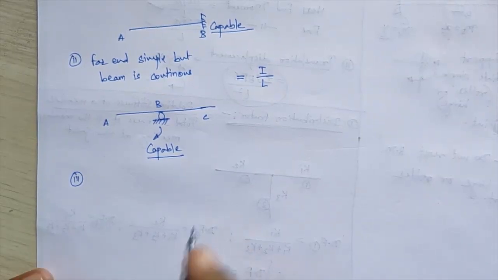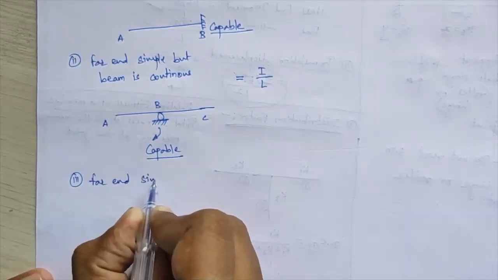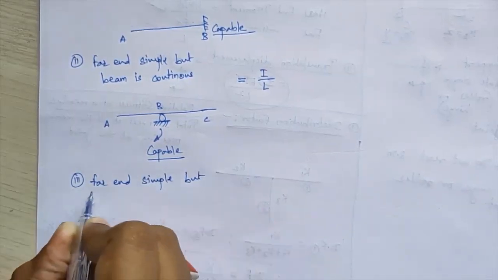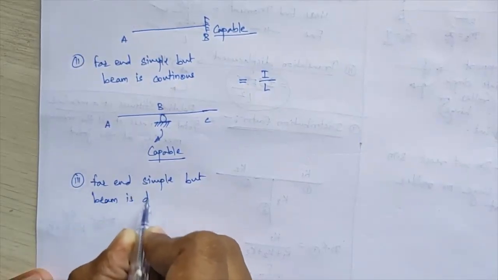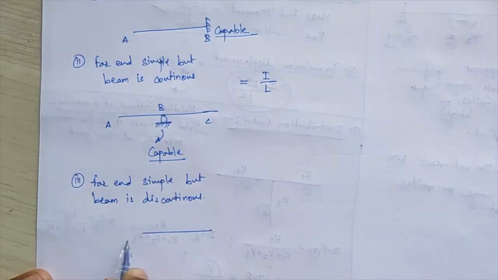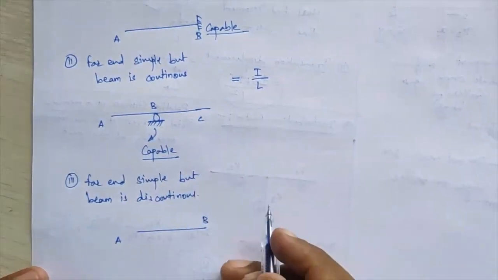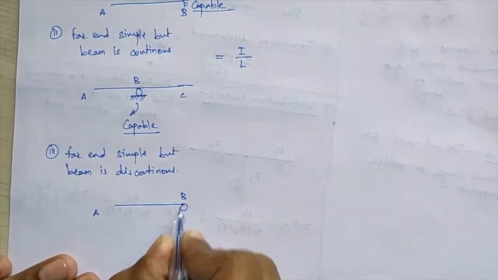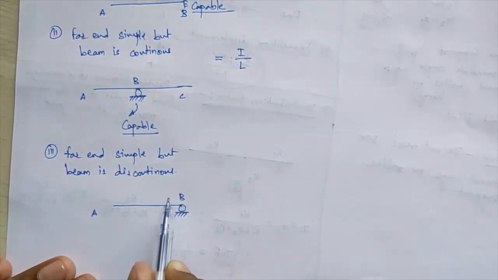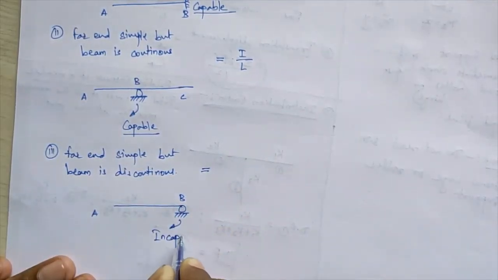Okay, now the third case. In case of an incapable support, what happens? For the third case, suppose your far end is again simple, but the beam is discontinuous. That means joints A and B are the same as I am considering, but the beam is discontinuous, so joint C will not occur over here. B is again simple, that means I'll consider a roller or hinge support over there, and for distributing moment from A to B, B is your far support. So in that case this type of support will be called an incapable support.